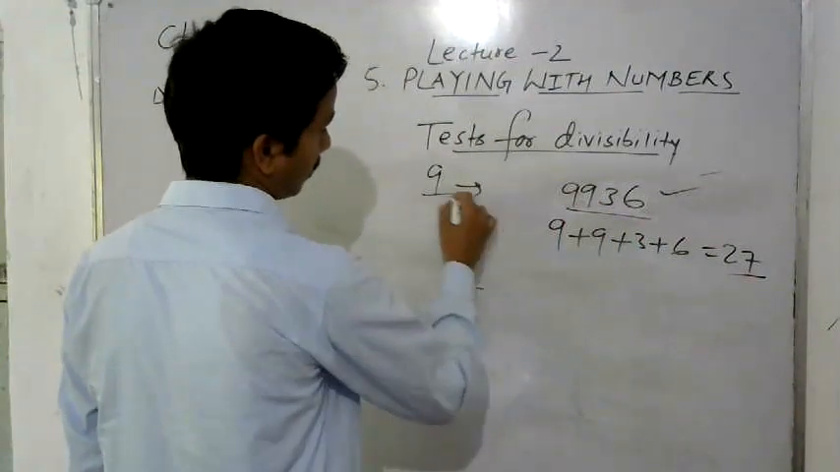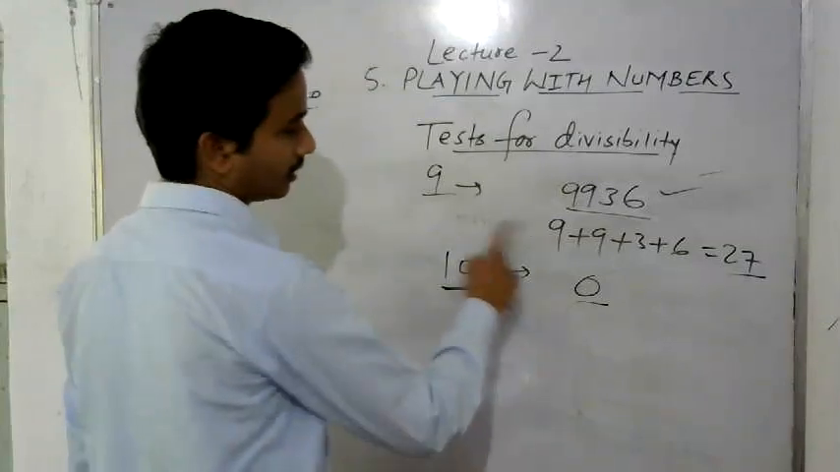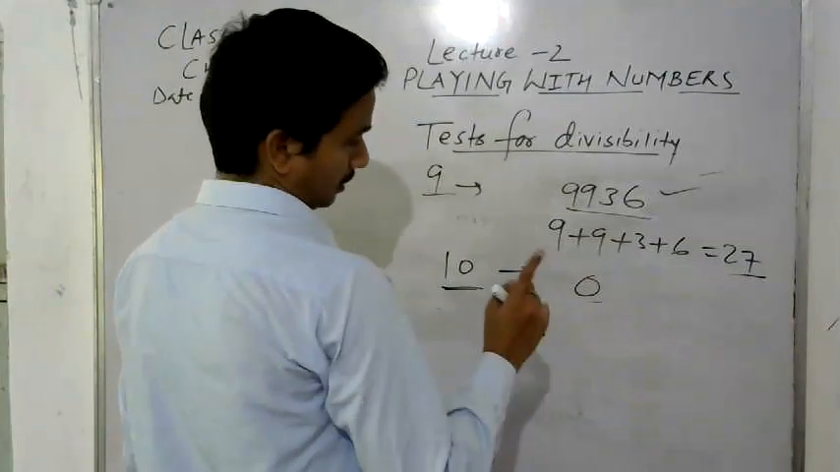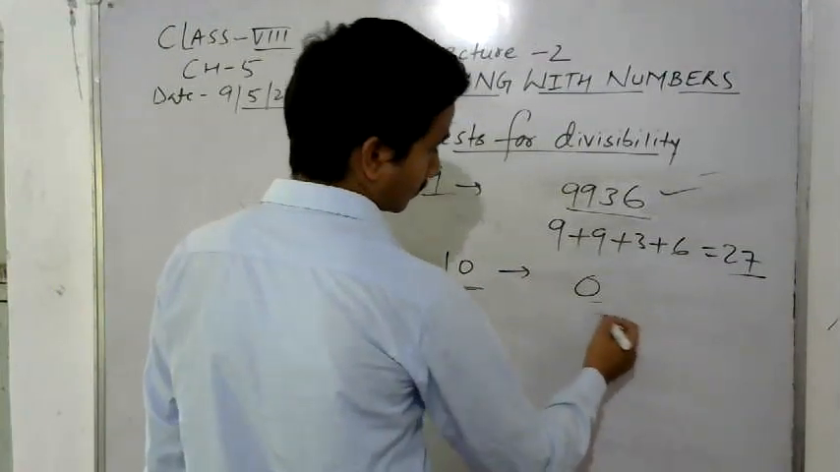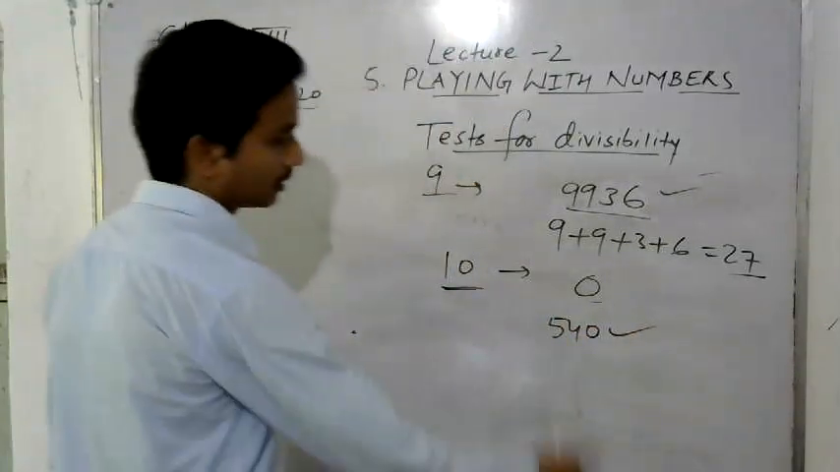Now for 10. How will we check for 10? For 10, if the last digit of any number is 0, then we can say that that number is divisible by 10. For example, 540. 540 is divisible by 10 because it ends with 0.